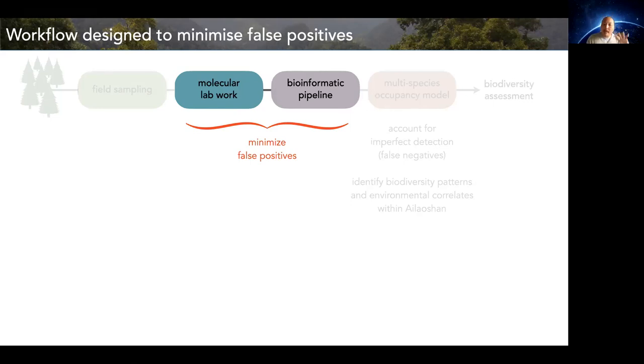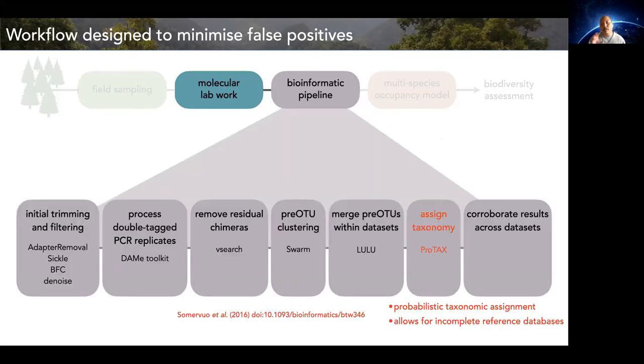And our bias is to reduce false positives as much as possible. One of the things we did to do this was use a statistical software called PROTAX, which assigns taxonomy to these very short DNA fragments with a probability estimate.